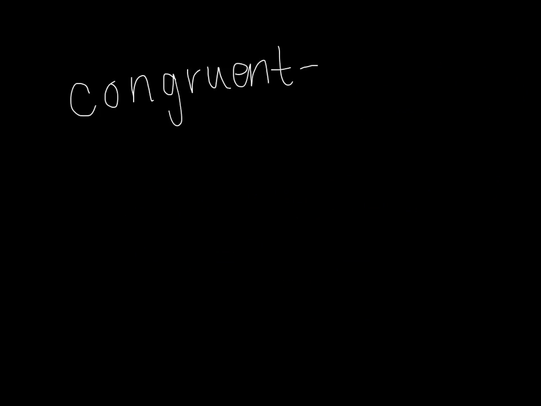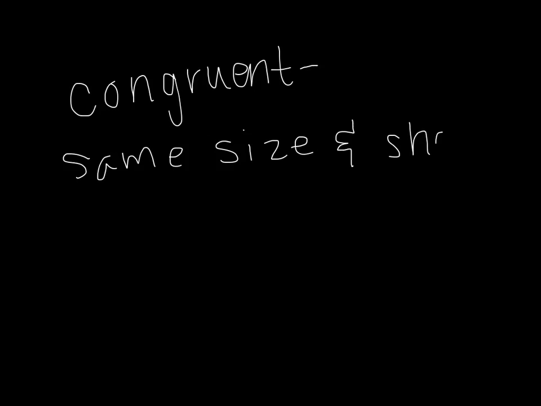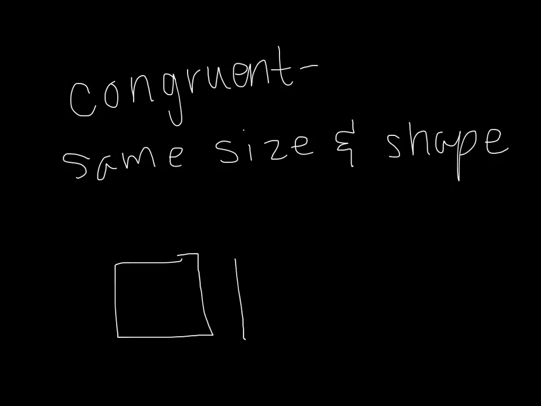One thing I wanted to review, and this should be a review from last year, but if it's not, you will definitely need to know this. Congruent means same size and shape. So if you're asked to draw a figure congruent to that square, you would just draw the exact same square using a ruler, of course. Or if you were asked to draw a congruent circle to this one, you would draw the same circle. So congruent just means same size and shape.